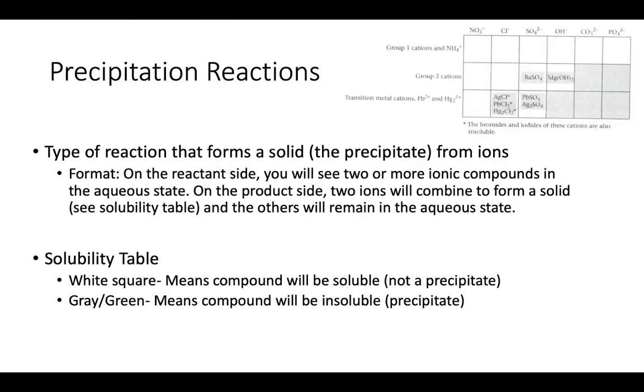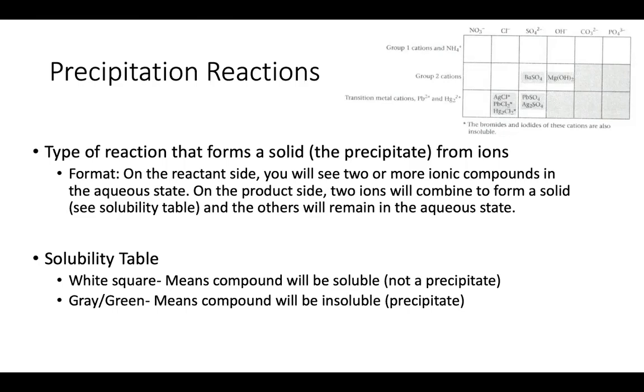On the reactant side of this chemical equation, you're going to see 2 or more ionic compounds, and they're all going to be in the aqueous state, right? And then on the product side, we're going to see probably some ionic compounds in an aqueous state, but one ionic compound made of 2 ions will form something in the solid state, which is what we call the precipitate, okay?